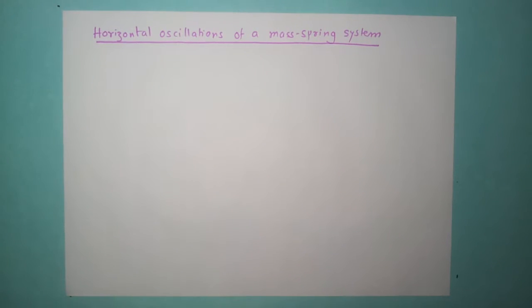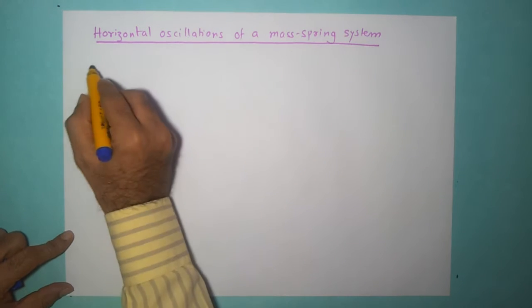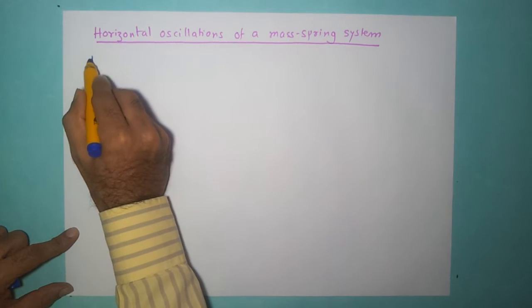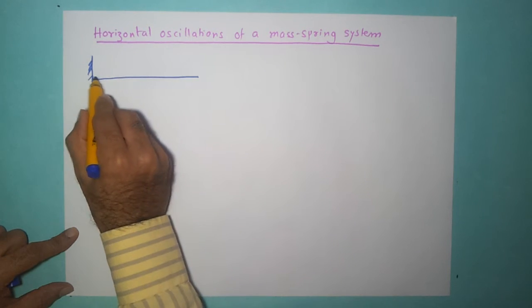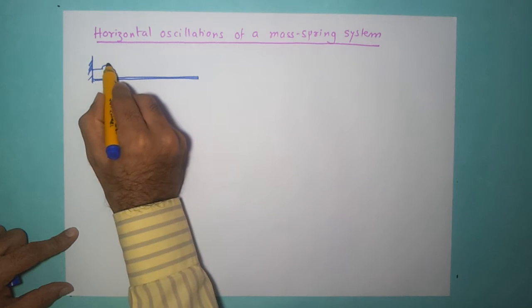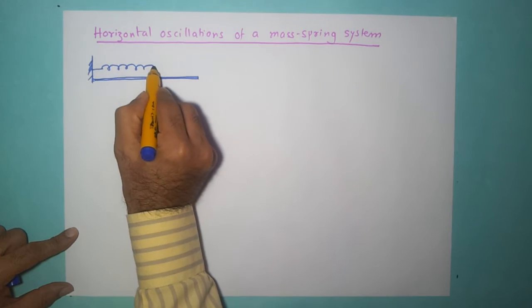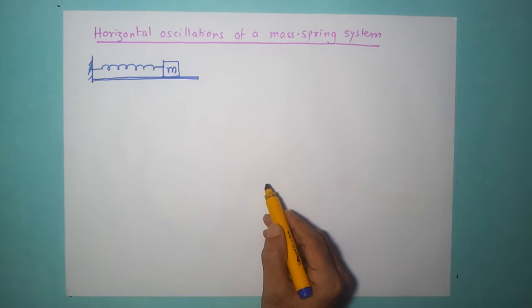So as we continue our study of simple harmonic motion, here we will investigate the horizontal oscillations of a mass spring system. So let us first try to understand and imagine what a mass spring system is. Let us say we have a rigid support, and a frictionless surface or a frictionless table, and to this rigid support is attached a spring. Let's say this is a spring and this is attached to a mass. So this is what we mean by a spring mass system.